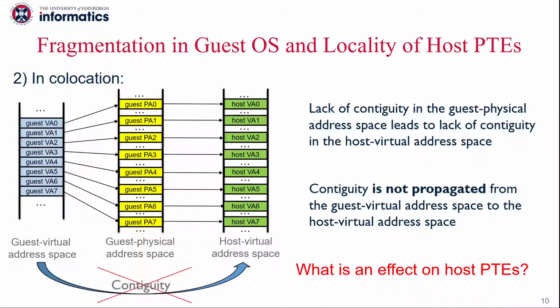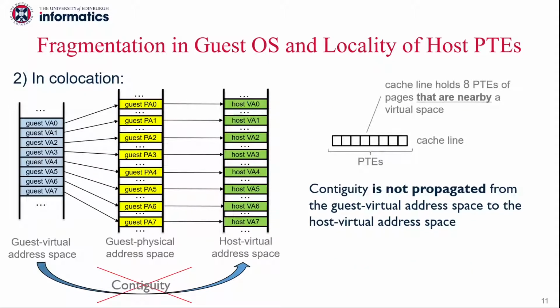Okay, how is that related to the footprint of host PTEs? Well, recall that a cache line stores 8 PTEs for pages that are nearby in a virtual address space. But in collocation, pages that are nearby from a perspective of the application, in the guest virtual address space, are scattered in the host virtual address space. That is why host PTEs are scattered among different cache lines in collocation.